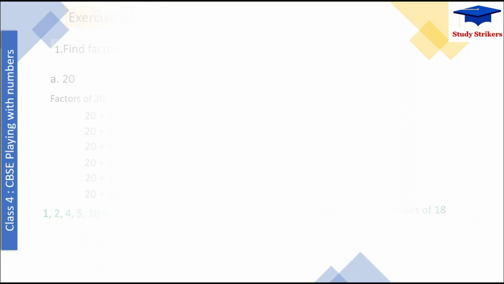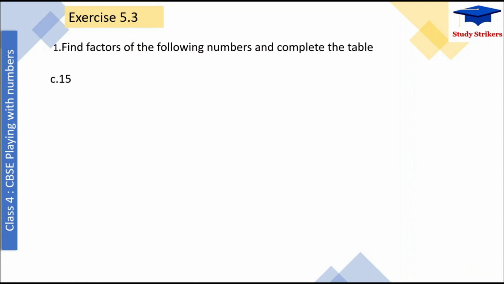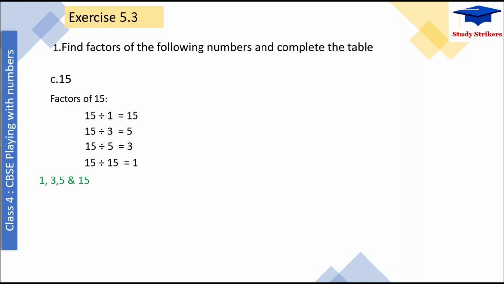Let's move ahead. We have to find factors of 15. That's completely easy. So factors of 15 are 15 divided by 1 equals 15. 15 divided by 3 equals 5. Yes, 15 cannot be divided by 2 completely. There will be a remainder. 15 divided by 5 equals 3. 15 divided by 15 equals 1. Hence, the factors of 15 are 1, 3, 5 and 15.